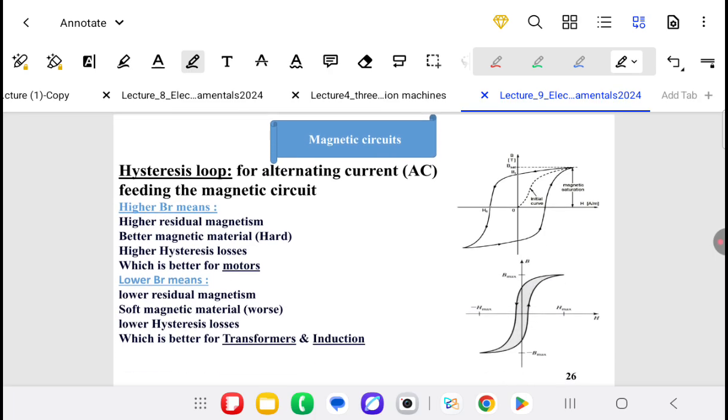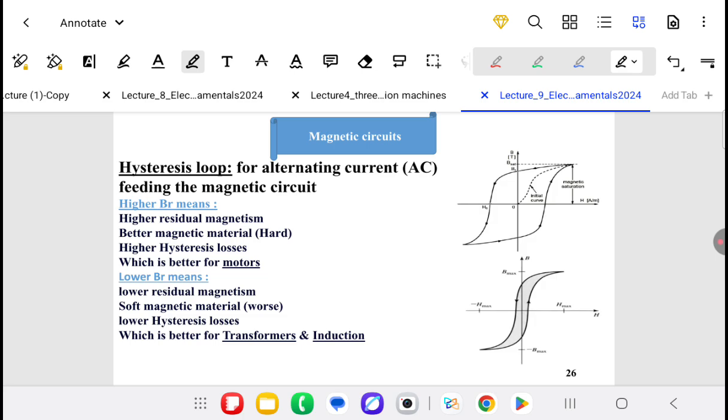There are two types of magnetic materials. The hysteresis loop can categorize materials into two types. Materials with higher residual magnetism will store a higher value of residual magnetism. They are called hard magnetic materials. They have high hysteresis losses, but can be used for applications like DC motors, where we need residual magnetism to be present in the poles of the motor.